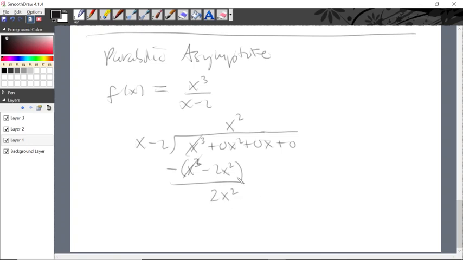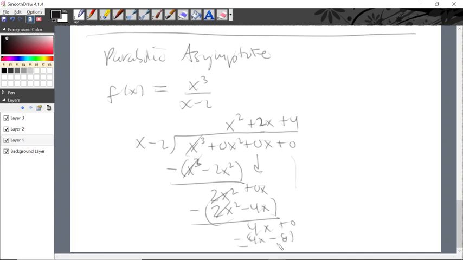Now we can continue with the division. Multiply x by 2x to get 2x squared. Then 2x times x minus 2 is 2x squared minus 4x. Let's bring down this plus 0x, and then subtract this product we just found. So these cancel. 0 minus negative 4 gives us positive 4, and I'm going to bring down the next plus 0. Multiply x by 4 to get this, so we get 4 times x minus 2. That's 4x minus 8. We can subtract.